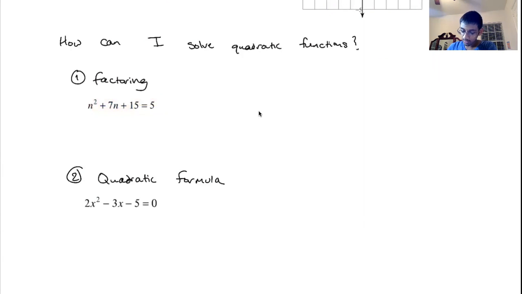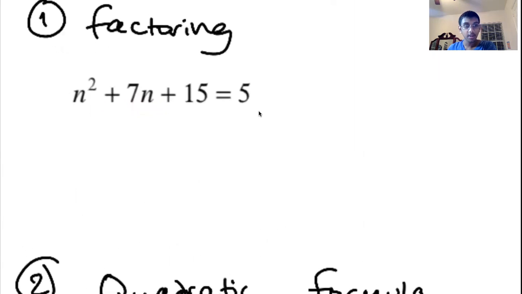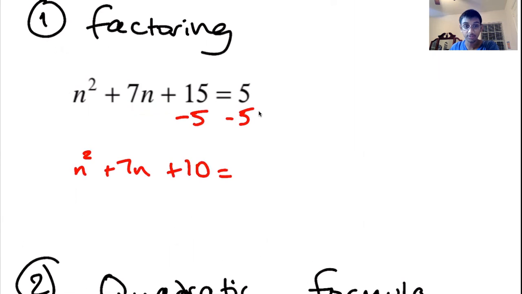So when I'm doing this problem, I'm going to zoom in here. The first thing I'm going to do is make sure that one side of the quadratic function is equal to 0, right? To get one side equal to 0, I'm going to subtract 5 from both sides. So now I'm going to get n squared plus 7n plus 10 is equal to 0. Okay, so now if you watched my last video, we have this form right here: n squared plus 7n plus 10.